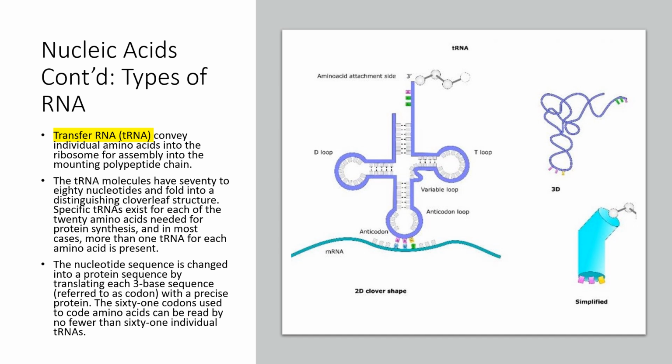The nucleotide sequence is changed into a protein sequence by translating each 3-base sequence, referred to as a codon, into a precise amino acid. The 61 codons used to code amino acids can be read by no fewer than 61 individual tRNAs.